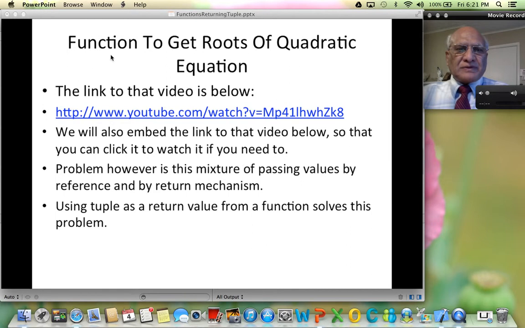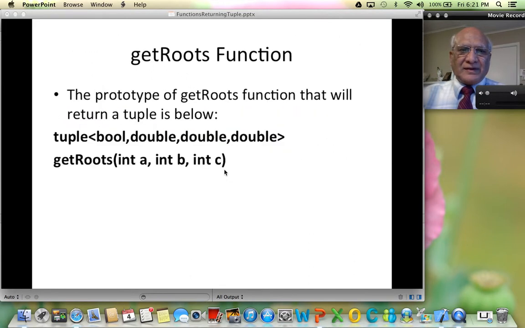But the problem with this function we just showed, which is on this video here, is the mixture of passing by value and reference and by return mechanism. Returning a tuple as a return value from the function solves this problem for us. We don't have to mix the two mechanisms. So the getRoots function is going to return a tuple.